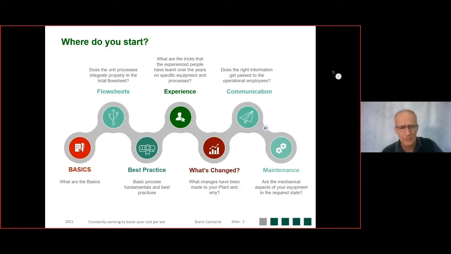Okay, next one, best practice, basic process fundamentals and best practices. I think on most of our products during our training as well, Adams will cover some of it. We've got specific best practices on some, let's say, for example, the DMS operation.